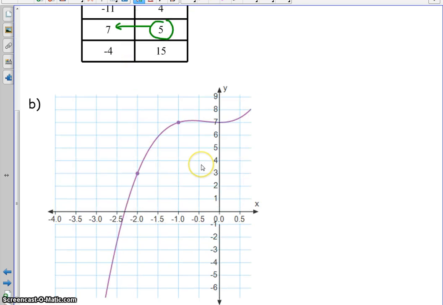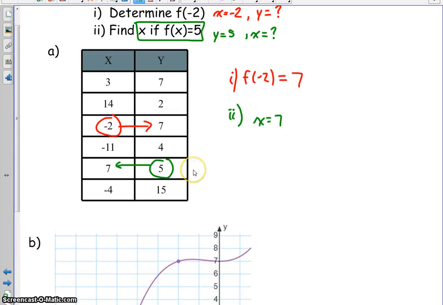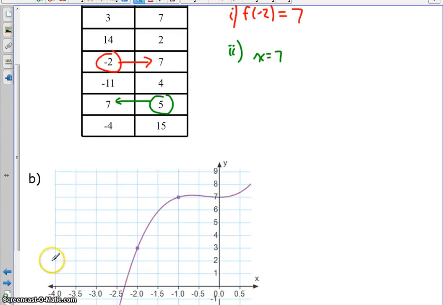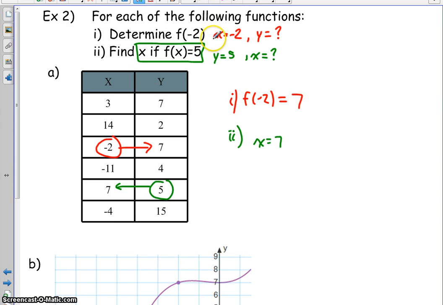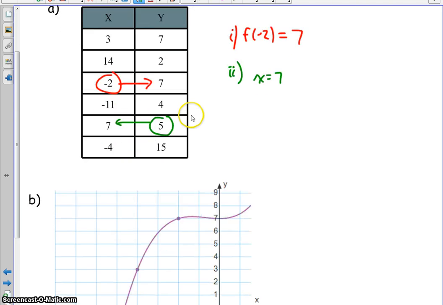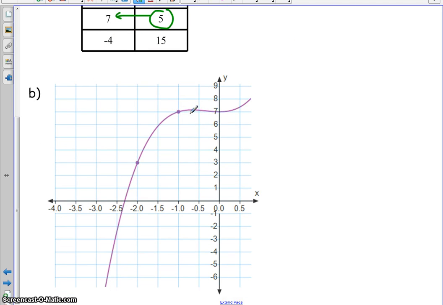Okay. So with that in mind, I'd like you to try to take the same approach to looking at B, as well as C and D. So give those a try. Again, answer both of these questions. What is f of negative 2, and what is the x value when the function is equal to 5? When you've done all three, push play and we'll go through them together.